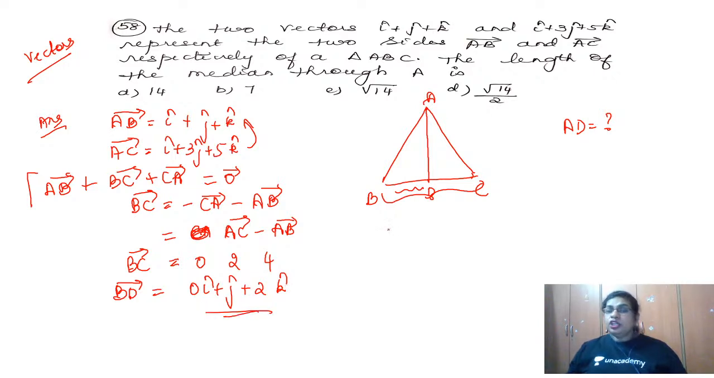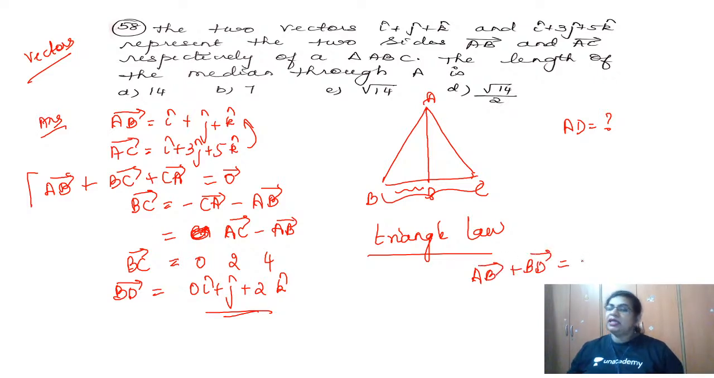Okay, now use the triangle law of vector addition. So what is the triangle law telling us? Okay, through this we are getting the answer quickly. The triangle law is telling us that AB vector plus BD vector is nothing but the AD vector. Okay, yes, so you know AB, you know BD, find the answer.